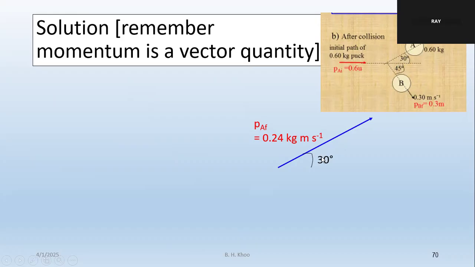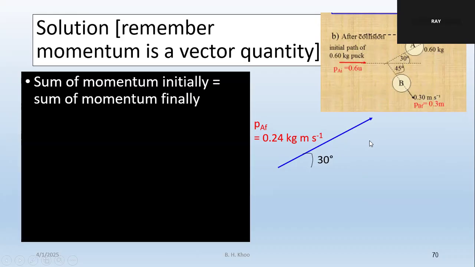So we start with body A, that's 0.24. The sum of momentum initially equals the sum of momentum finally. So PAI equals PAF plus PBF. This is the initial momentum, this is the final momentum for body A, and body B. Remember, it's a vector equation. You have to draw the diagram. I draw this one first. Momentum of body A is this one.